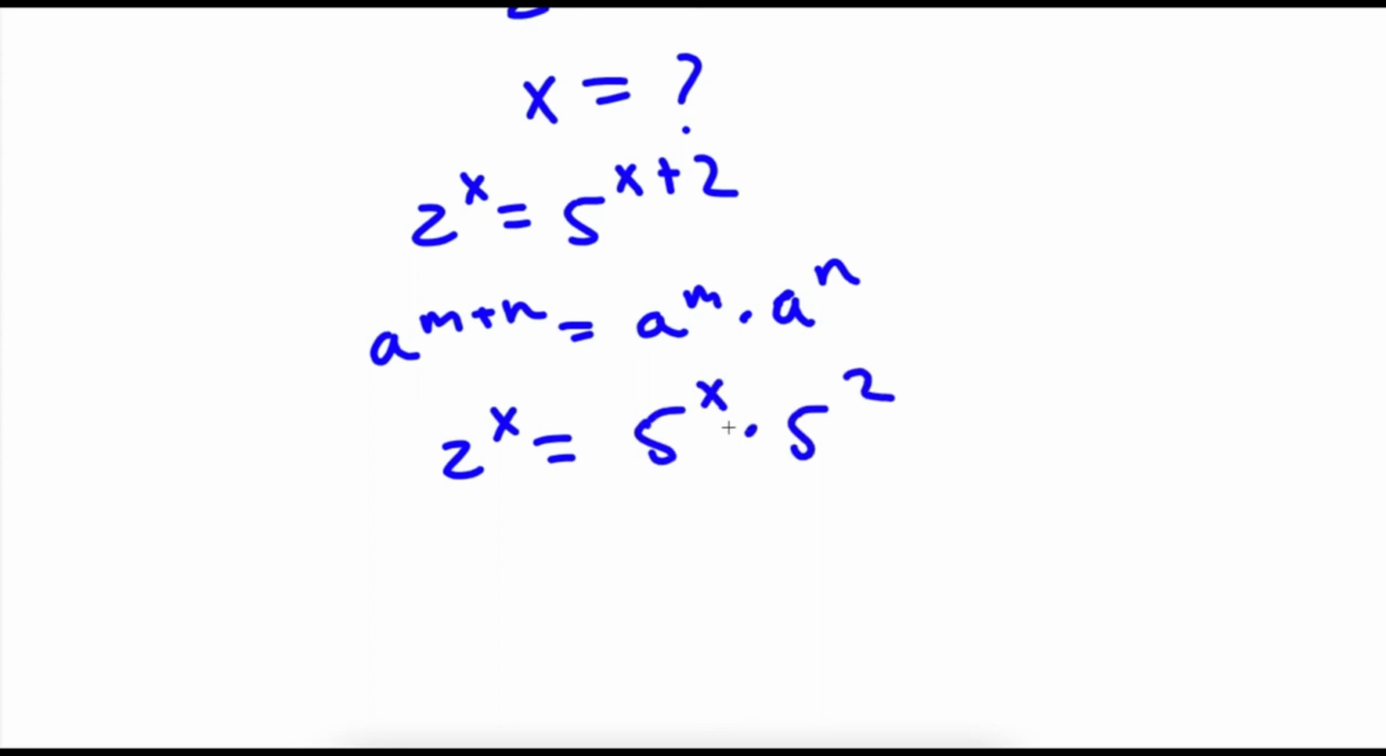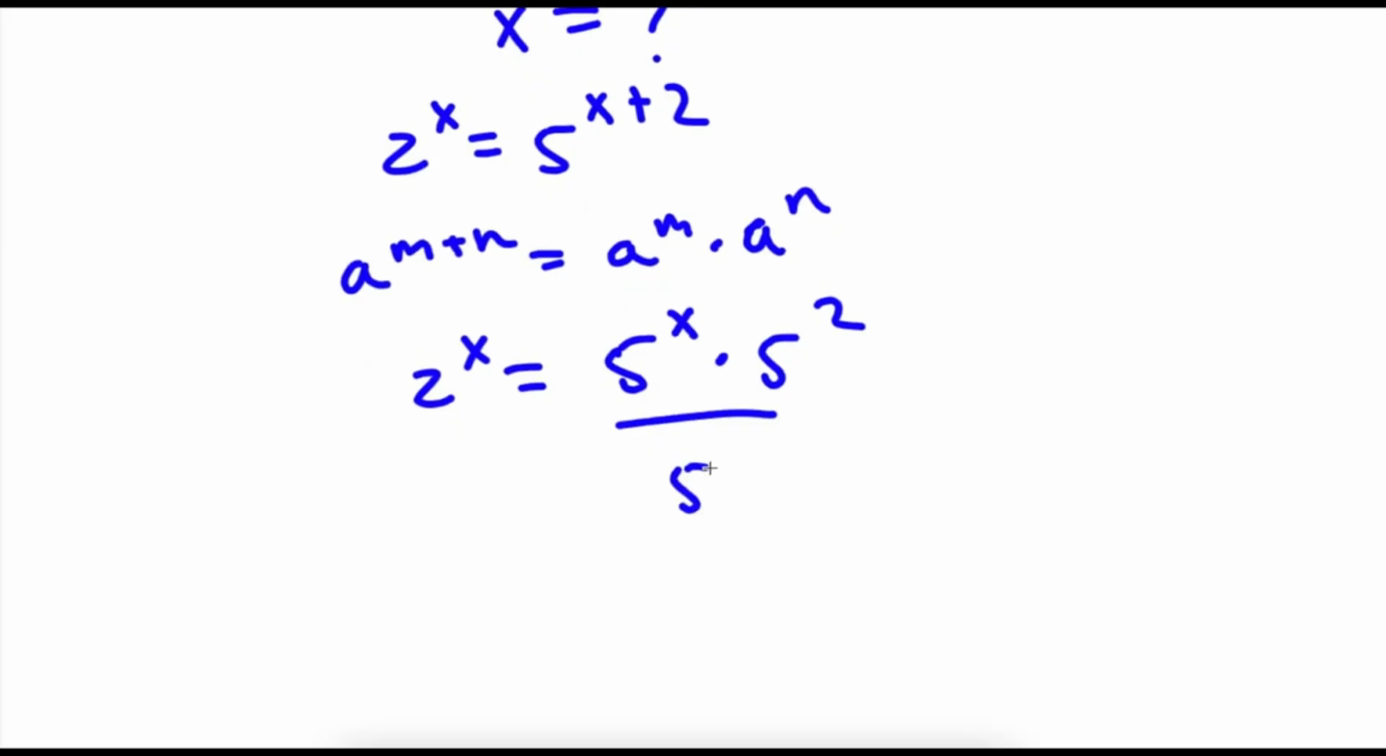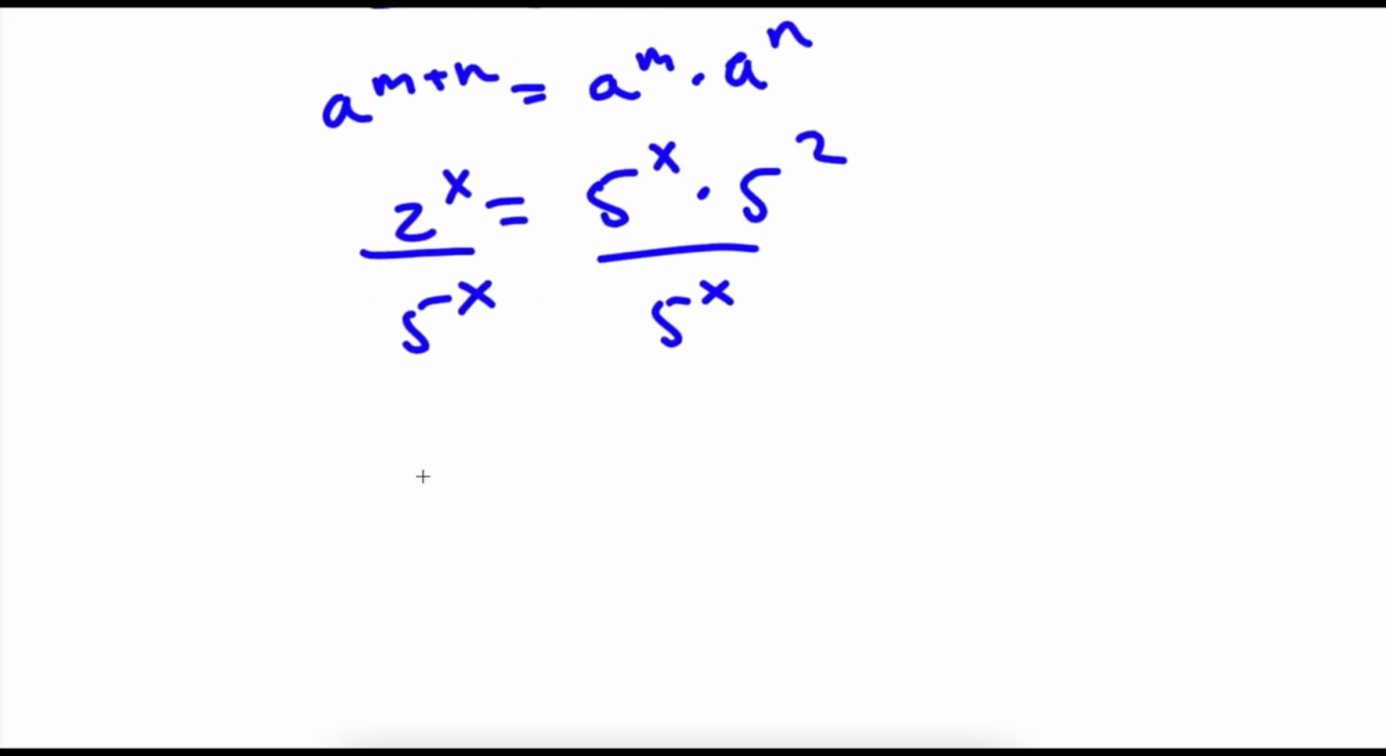And now what I'm going to do is divide both sides by 5 to the power of x. So now I have 2 to the power of x over 5 to the power of x is equal to, these two cancel out, 5 squared.